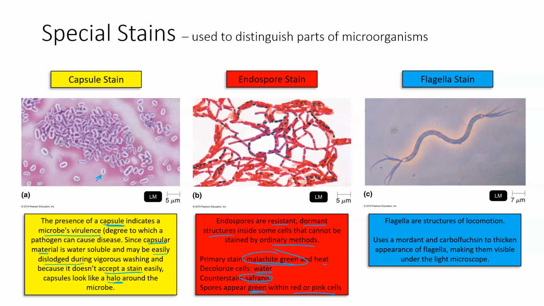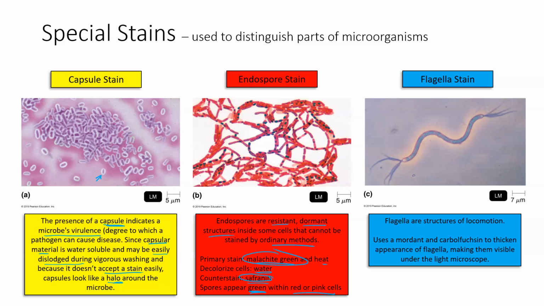Flagella stain is a stain technique that allows us to look specifically at flagella. Since flagella are so much thinner than other interior cellular structures, it requires the use of a different stain. Flagella stains use a mordant and carbonyl fusion to thicken the appearance of flagella, and that alone makes them easier and more visible under the light microscope.